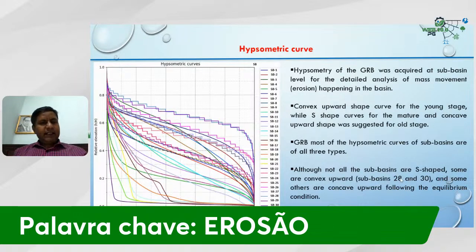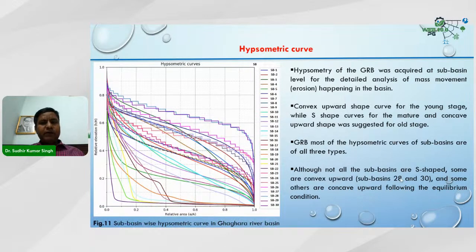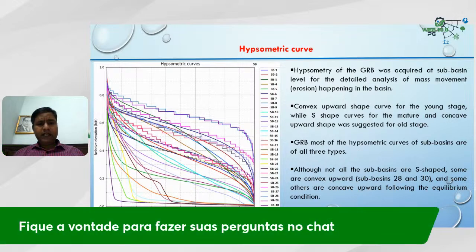Similarly, these are the graphs of all 30 subbasins. Some are convex and some are concave. A convex upward shape curve indicates the young stage, while a concave upward curve, or an S shape combining convex and concave, indicates the equilibrium stage.